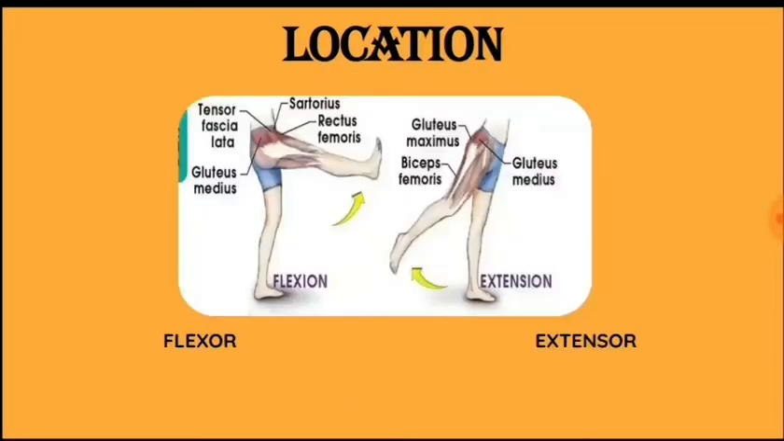Moving on to the next location, ankle position. You can see that flexor is moving forwards and extensor is extension of the muscle. That is, extension is moving away.